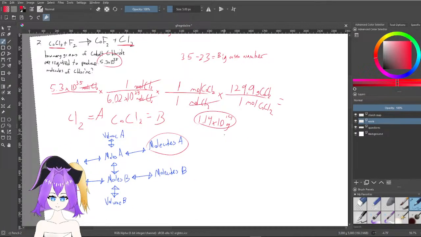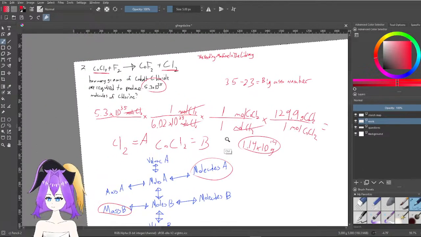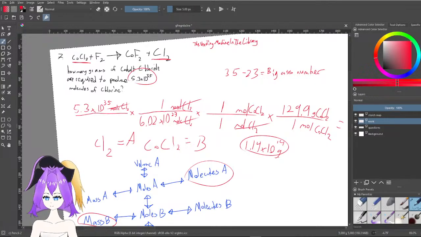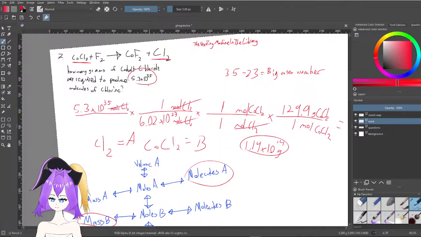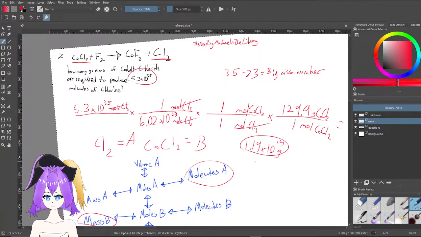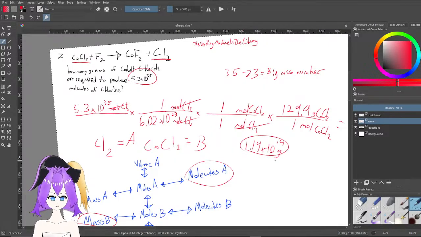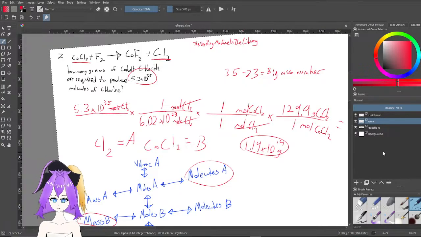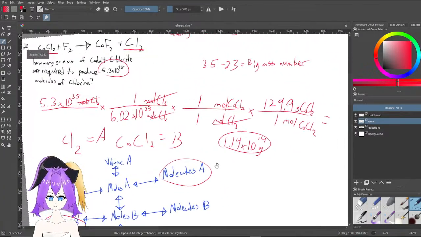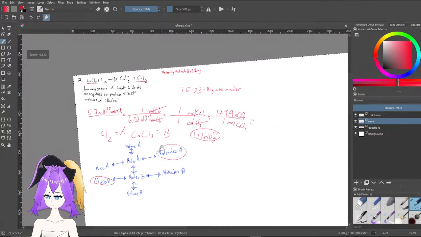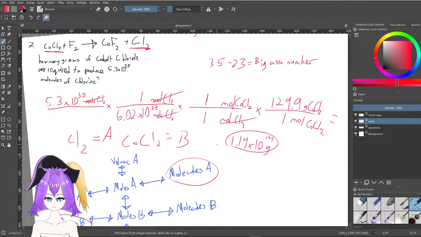And that sounds really, really off. I really don't feel like you need this many grams. It's just 5.3 times 10 to the 35th molecules. 1.14 times 10 to the 14th grams is so much. That's an incomprehensible amount, right? So I feel like I'm way, way off with my answer. Is the thing. I feel like I set it up all right.